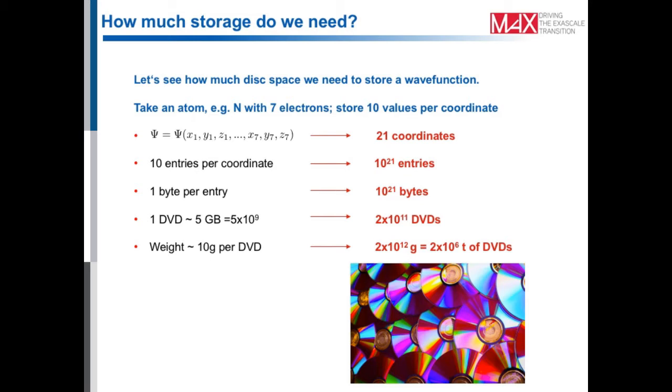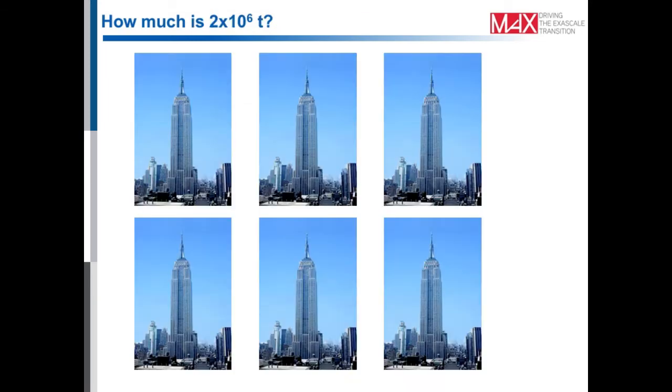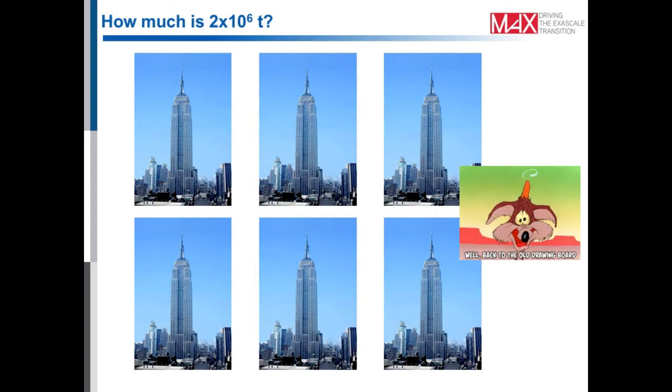So now you may ask yourself, is this a lot? I have no idea how much this is, 10 to the 6th tons. But then, there is a web page which tells you how much something weighs. So this weighs like 6 times Empire State Building. And this is only for storing the nitrogen wave function. So you probably don't want to do that, yeah? Which means our approximation is, well, not enough, right? So we have to start from the beginning, yeah? Okay.